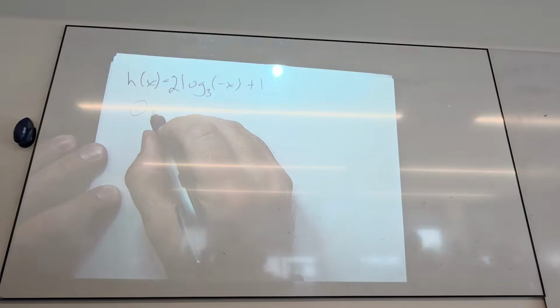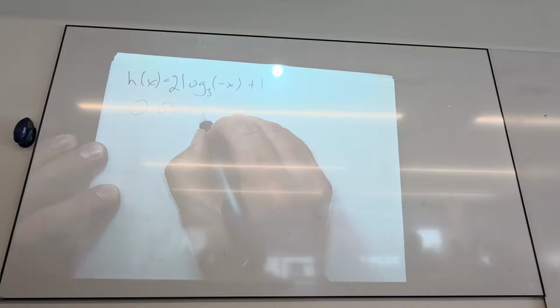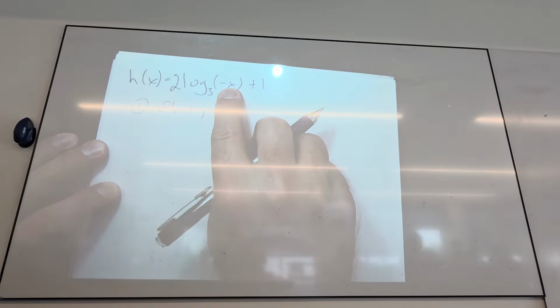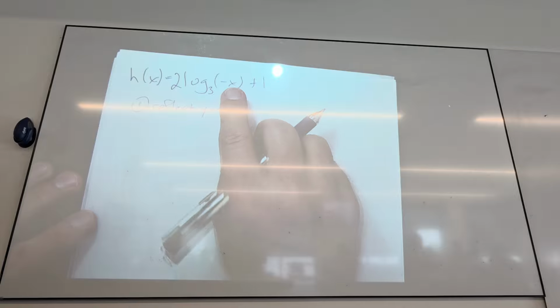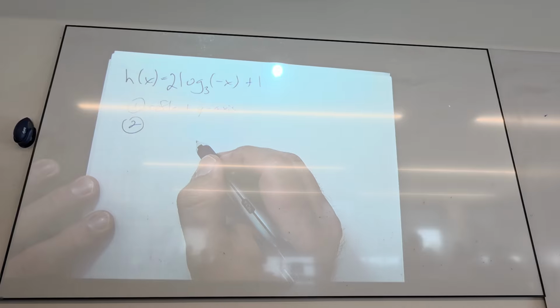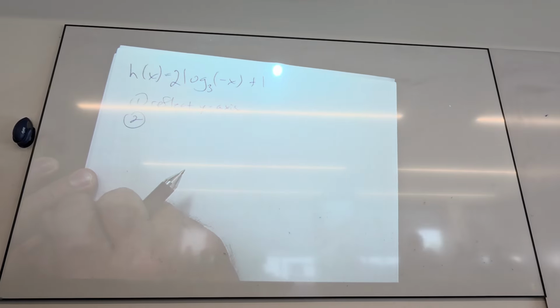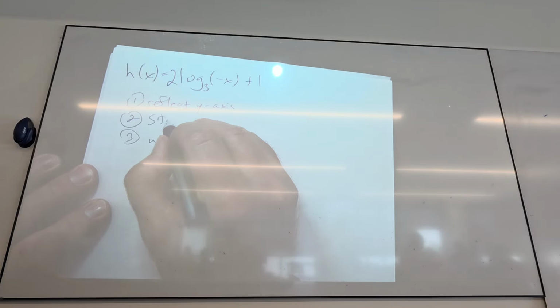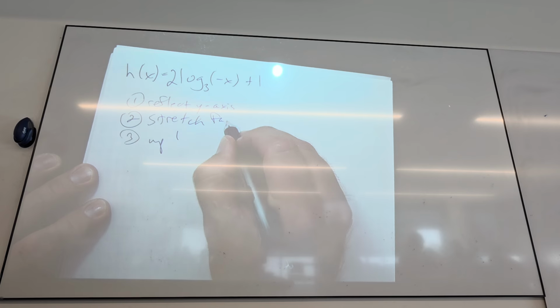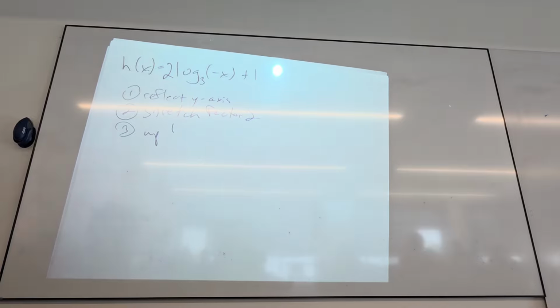Compressed by 2. Or reflect around what? Y-axis. Because it's inside, left and right. It's going to be this kind of a flip that goes around the y-axis. Then, no. That's the last thing I do. Stretch by a factor of 2.